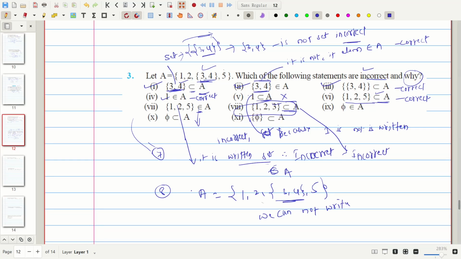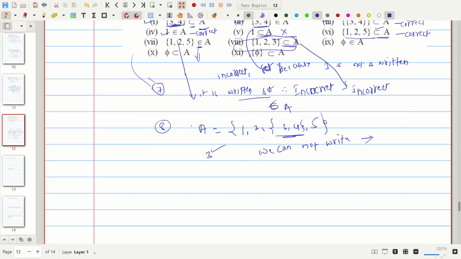So in the eighth one, you have to write that 3 is not independent, and therefore we cannot write like that. Therefore this is an incorrect statement. So we come to the ninth one.